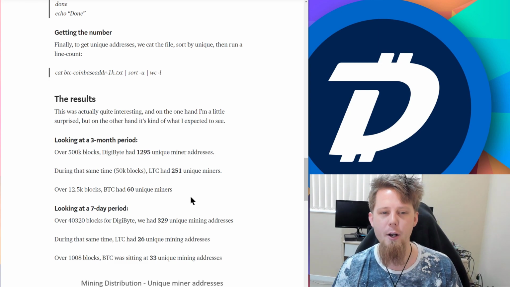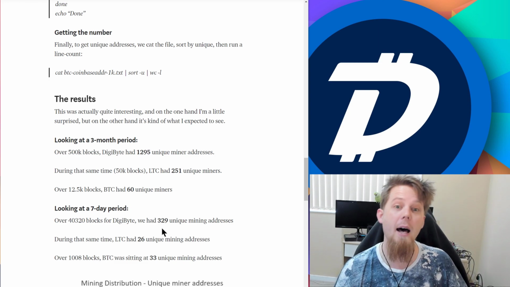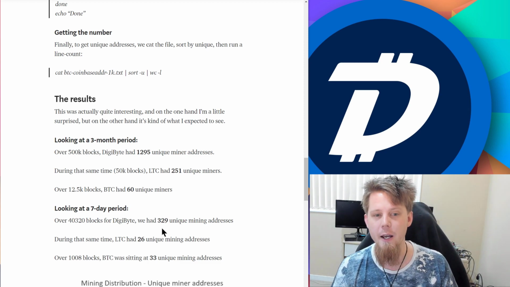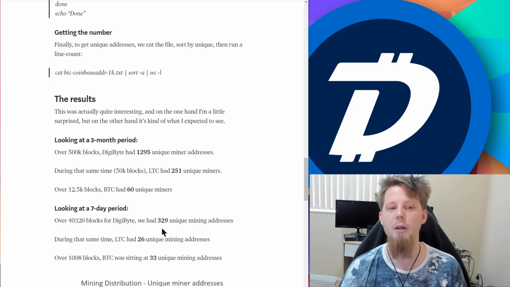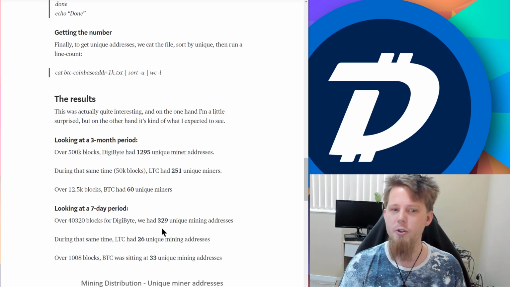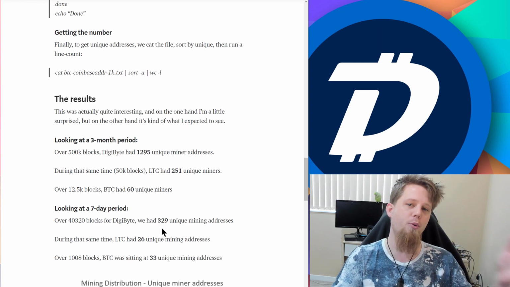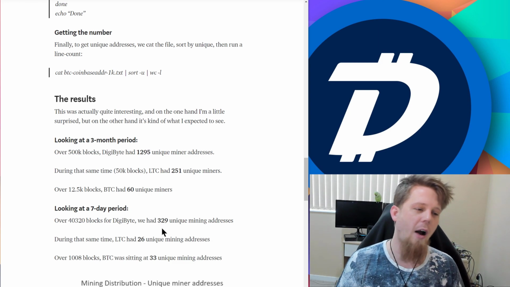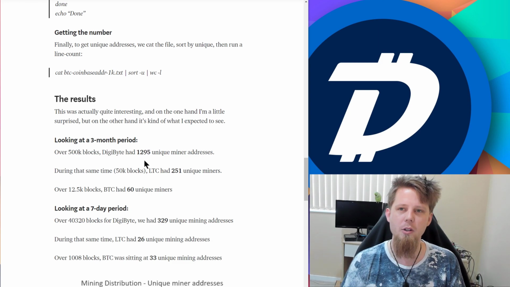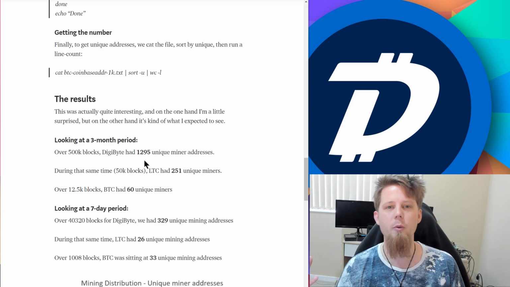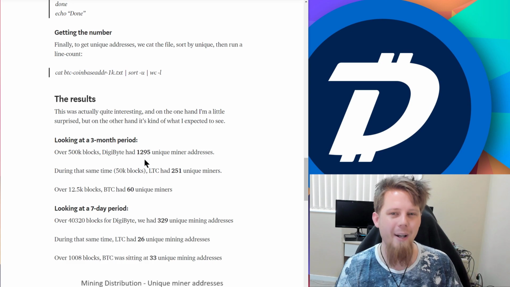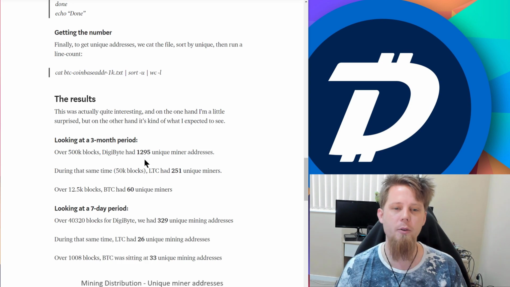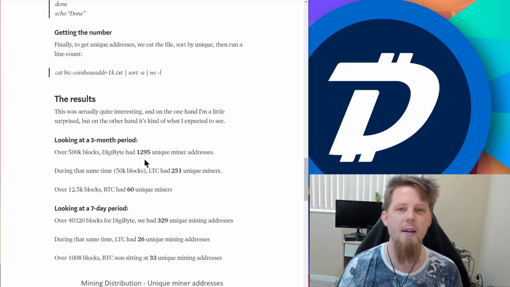Now, I also shrunk it down and ran it over a 7-day period. During the last 7 days, DigiByte had 329, Litecoin had 26, and Bitcoin was sitting on 33 unique mining addresses. Now, the astute amongst you will notice that within the previous 3 months, we replaced Myriad-Groestl for AutoCrypt. So even if hypothetically we were to lop off 1 out of 6, because we've got our 5 plus an old one that we're no longer using, that still leaves us with well over 1,000 over the last 3-month period, which is fantastic.